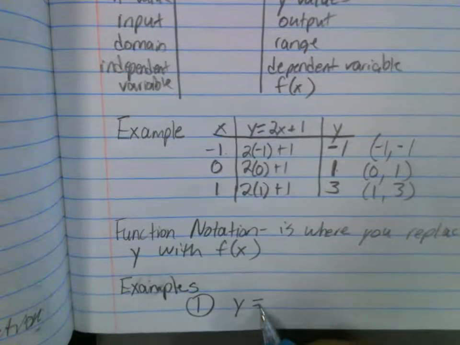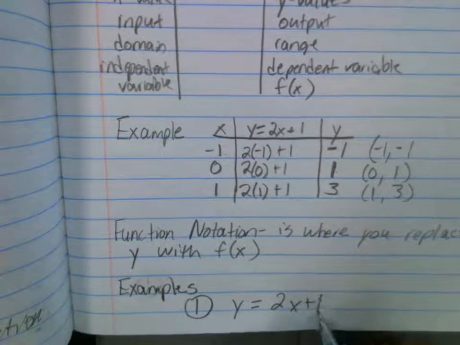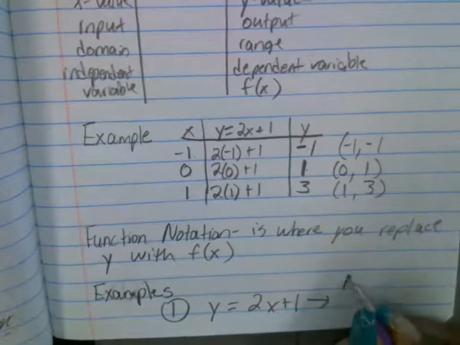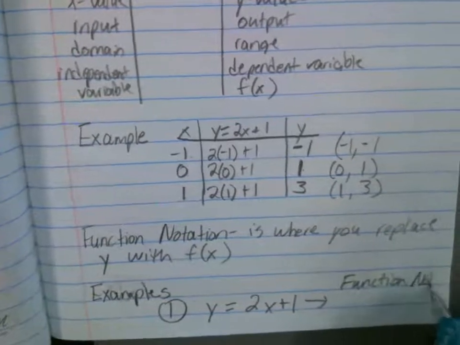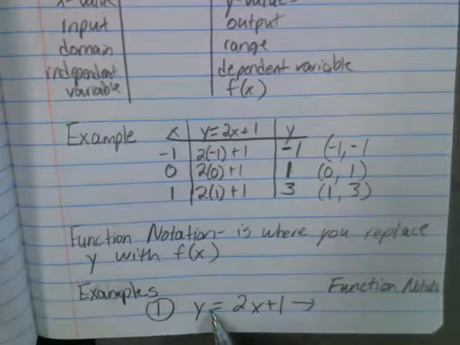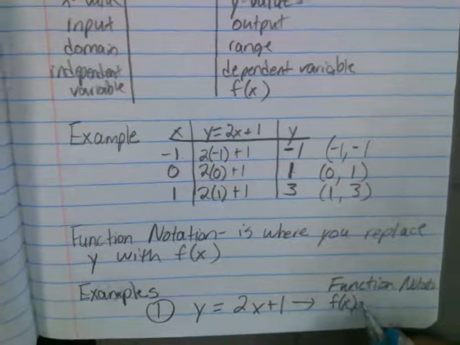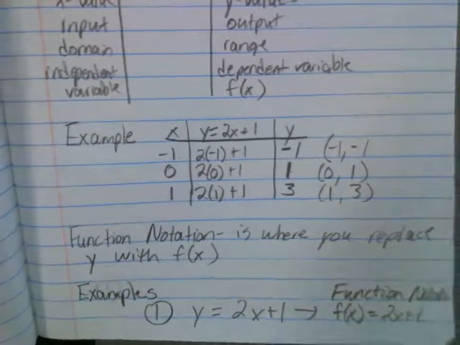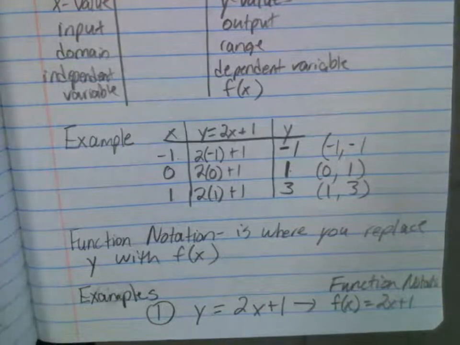Y is equal to 2x plus 1. How do you write this in function notation? All you're doing is replacing y with f of x. So this is going to be f of x is equal to 2x plus 1. Now this equation is written in function notation. That's it. That's all. That's so easy, isn't it?